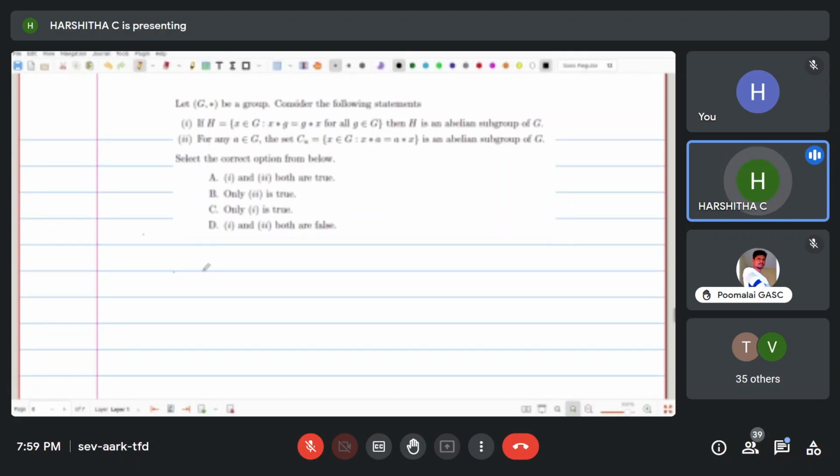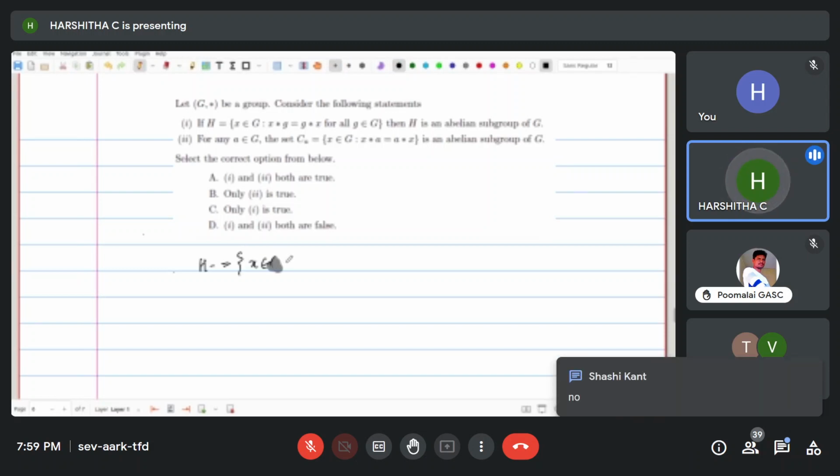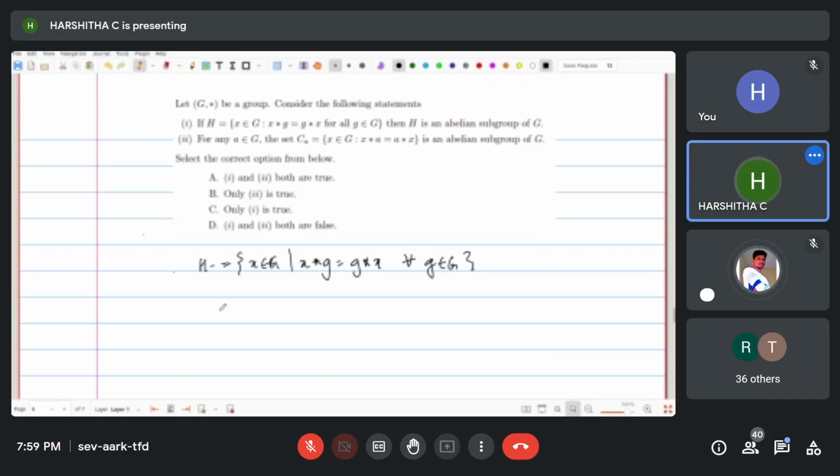So basically, we're saying H is the center of the group. So it is all X in G such that X star G equal to G star X for every G in G. And you have a fixed element A in G. We're defining the set CA to be all those elements in G which commute with A. And the question is, which of these is abelian?